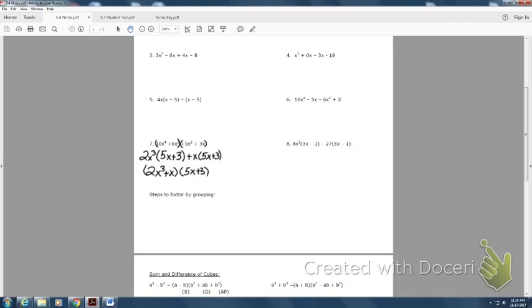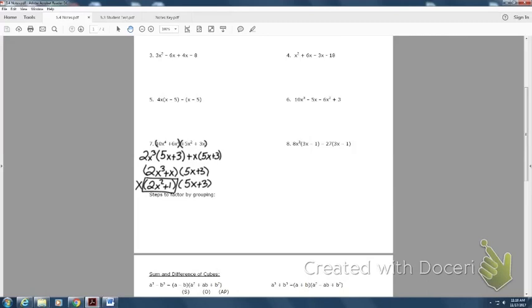Can I factor it anymore? What can I do to that first set of parentheses? No, there aren't like terms in there. Can I pull anything out? I can pull an x off of both terms. And I can't factor this anymore.